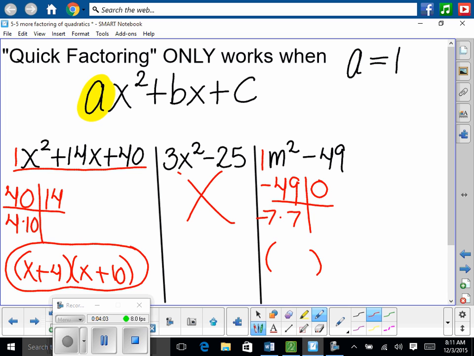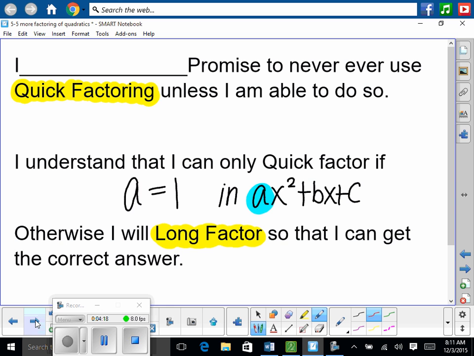So it's simply going to factor to be a binomial with those 2 things. M minus 7, due to that negative 7, and that's positive 7, so M plus 7. Very quick. Awesome.